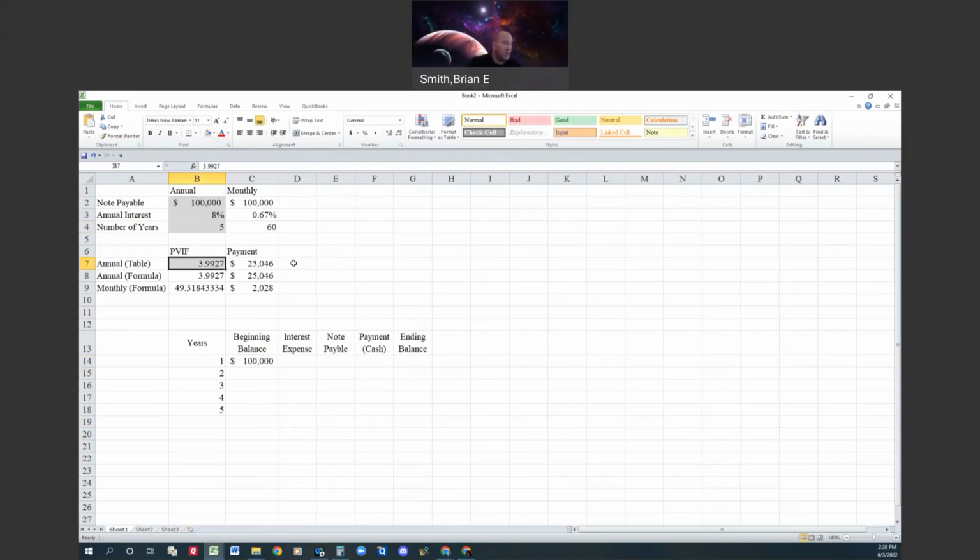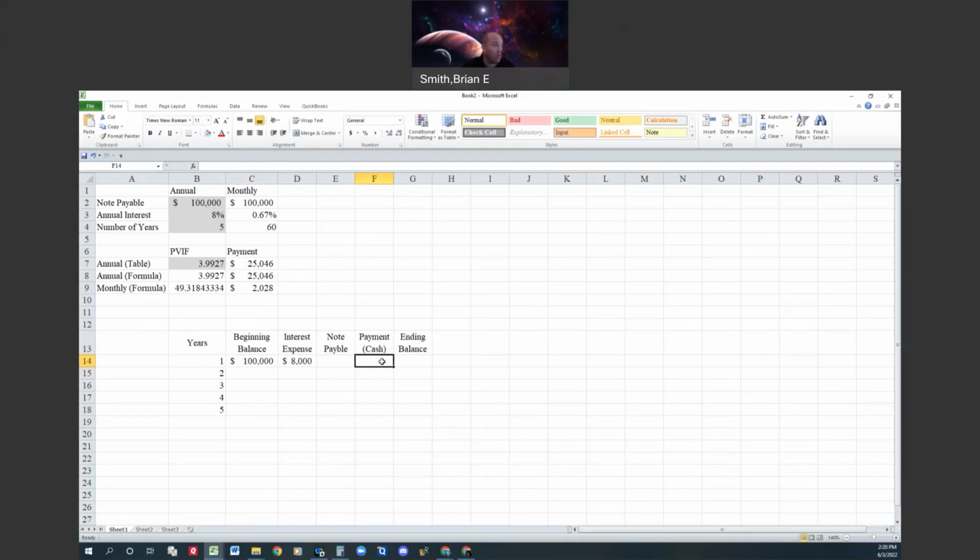We could change percentages. We could change all kinds of stuff, but it should still work out for us when we do this. Okay, so our interest expense is always going to be our beginning balance multiplied by our interest rate. So we're going to need to lock that interest rate because we're going to go ahead and drag that interest rate down a little bit later on.